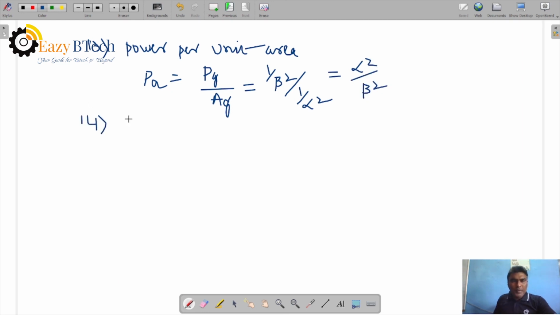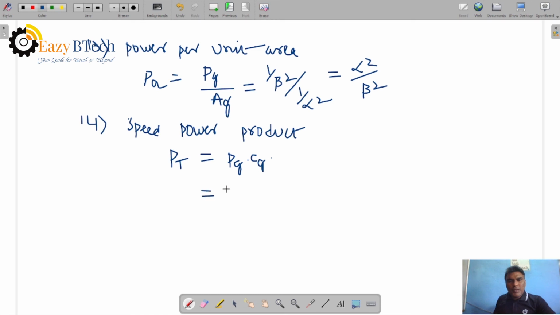Now the last one, speed power product. PT is equal to PG into CG. It is 1 by beta square, CG is beta by alpha square. So beta and beta square will be cancelled out. It is 1 by alpha square beta.